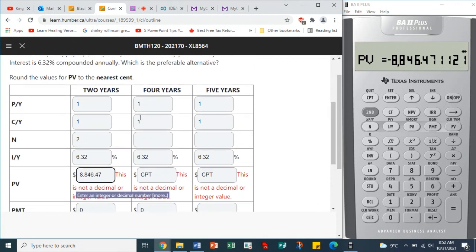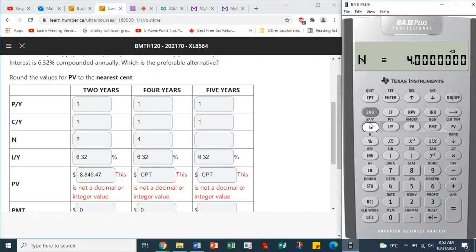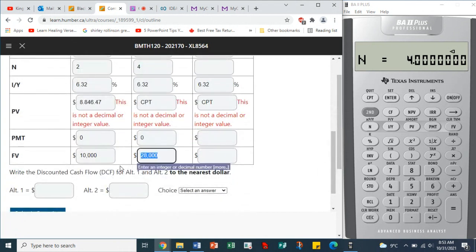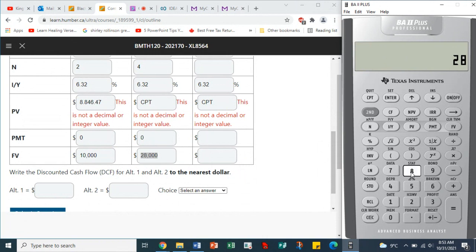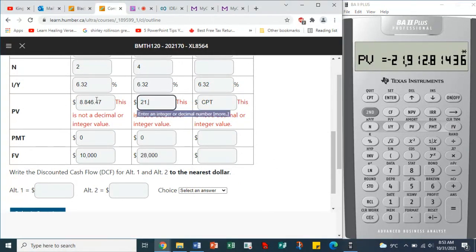All right, so now we do the one for 4 years. These numbers will be the same. N will be 4. 4 times 1, but we can put in 4, second, and N is 4. The interest rate is the same as over here. These two are the same. We're computing the present value. The only thing that's different is this future value now is 28,000. Let's put that in, 28,000, future value, compute the present value, and we get 21912.81.